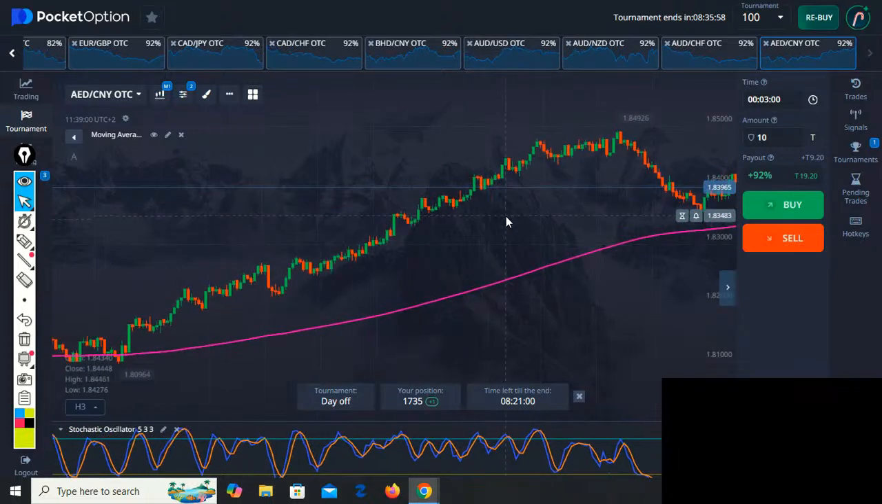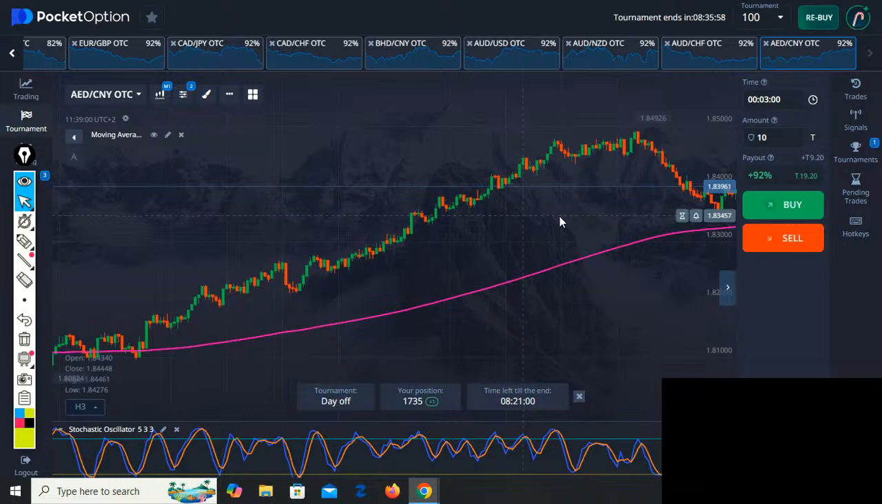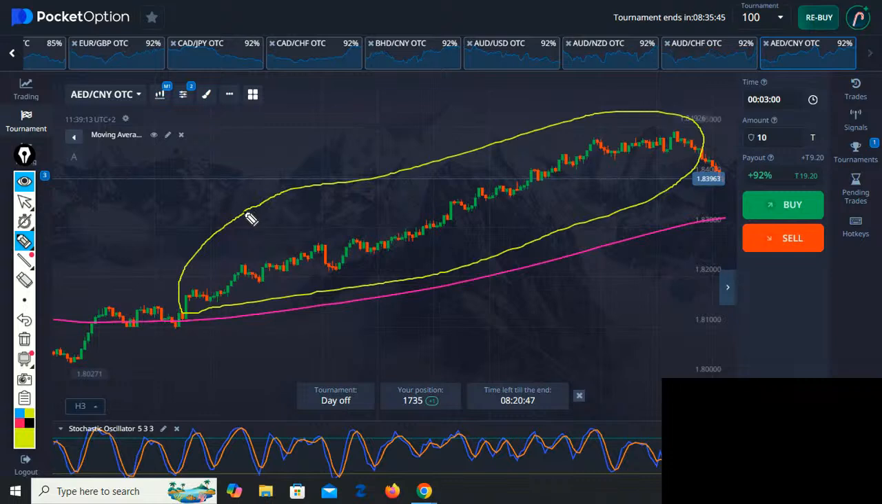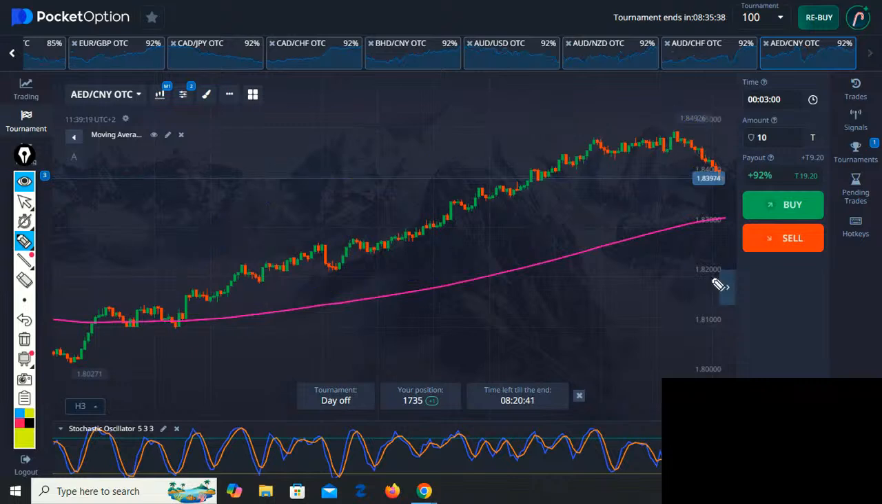The first thing you need to see is where the price is moving in relation to the moving average. So if the price is above the moving average, like in this case, you will only look for buy positions. Conversely, if the price is moving below the moving average, like in this case, you look for sell trades. That's the first rule, the first confirmation.